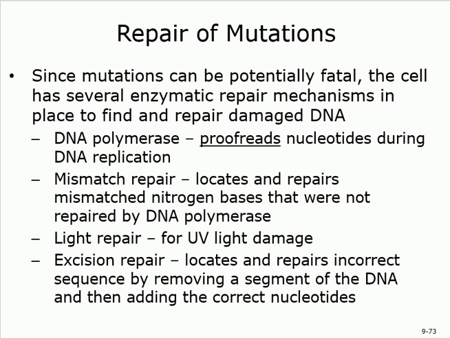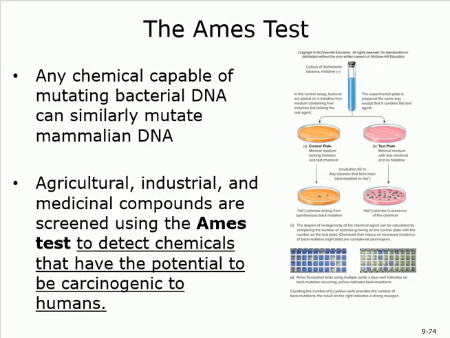If you failed all of this, you skipped the proofreading, you see a mismatch and repair it, ultraviolet radiation changed something and you repaired it, you excise it. If you skipped all of this, you end up having the mutation. So it will be permanent then.